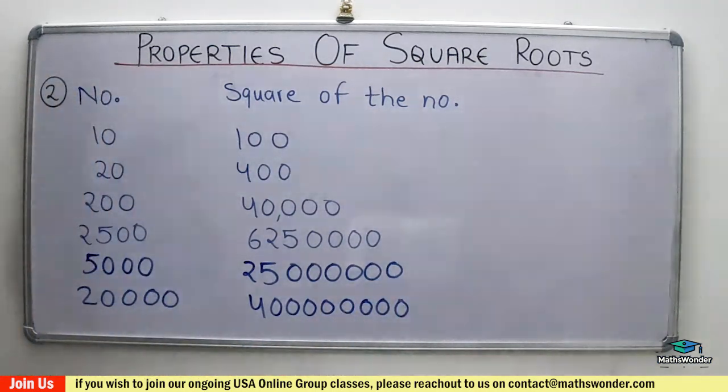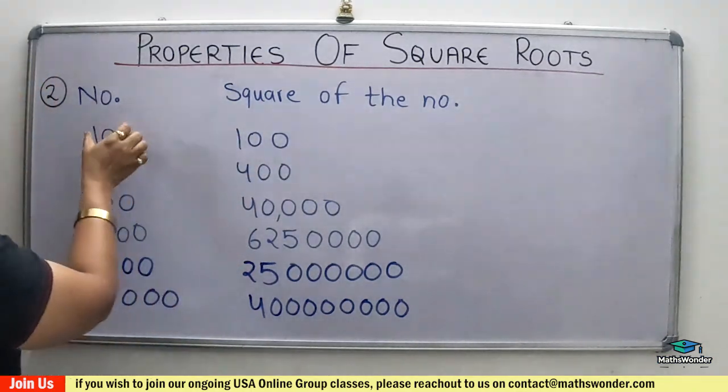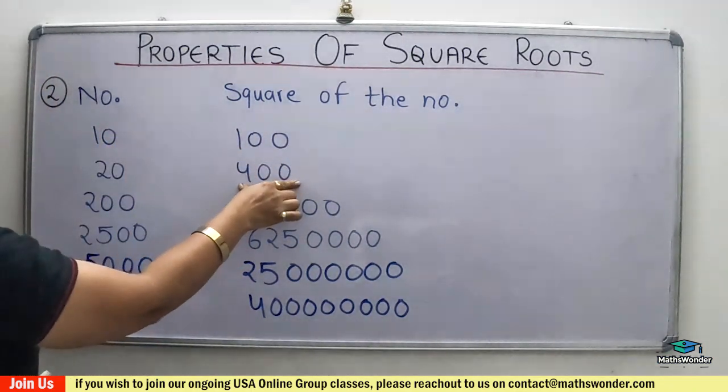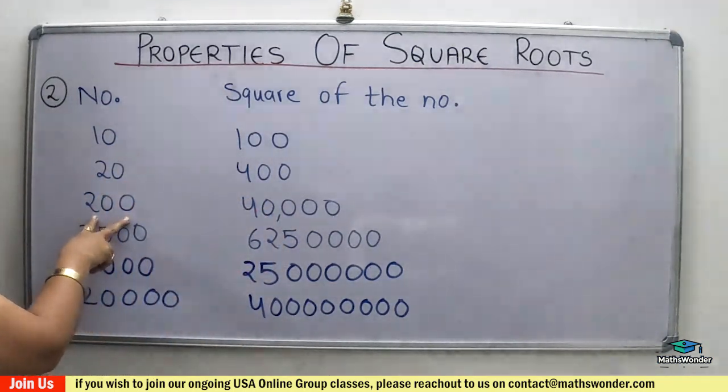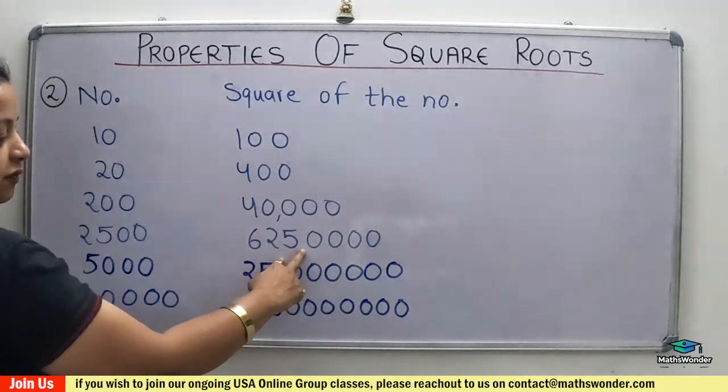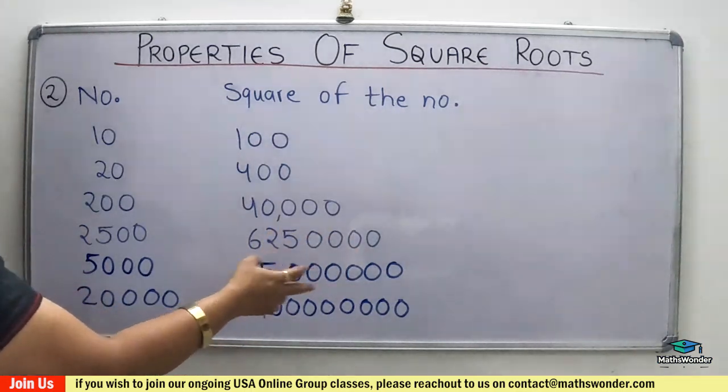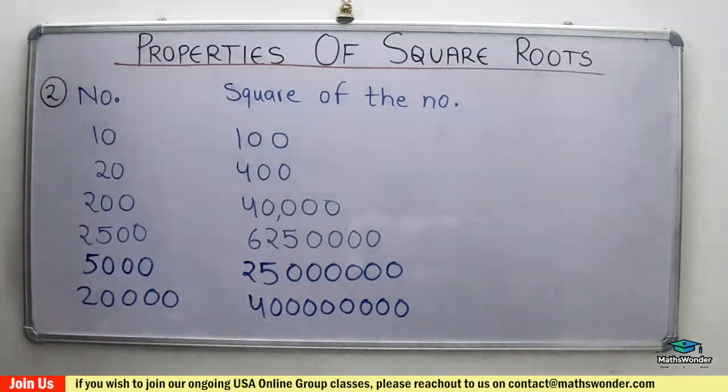And just do it the opposite way, then you will find the square root. So the square root of 100 will be 10. The square root of 400 will be 20. The square root of 40,000 will be 200. The square root of 625 with 4 zeros will be 2500. Like this. So you can just check the reverse process.